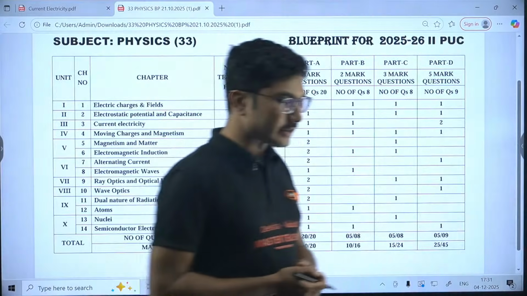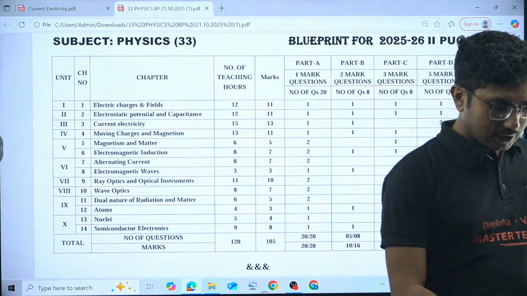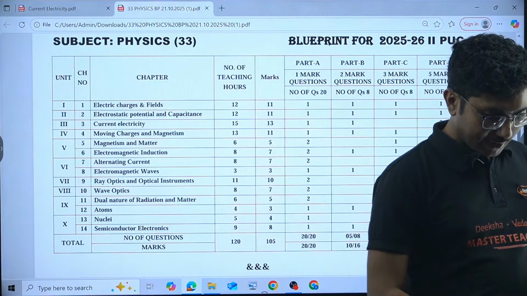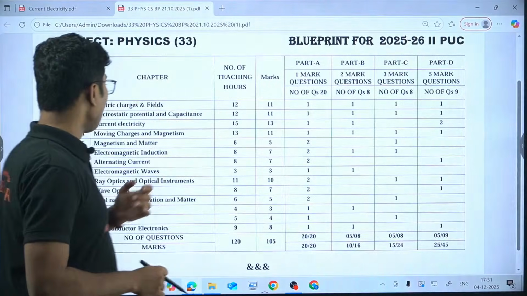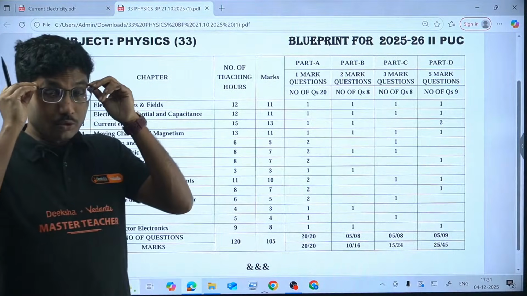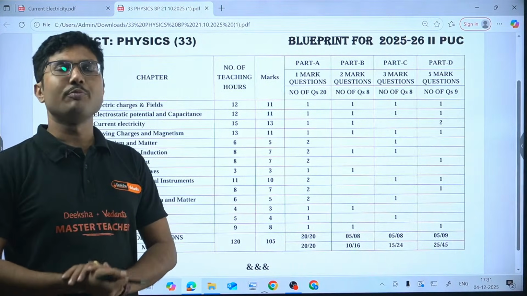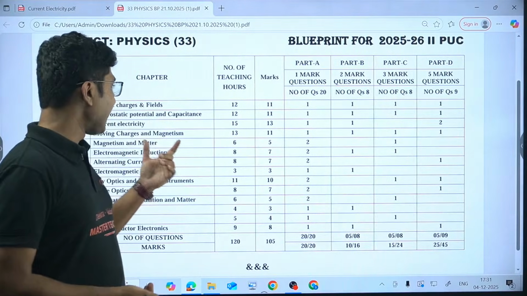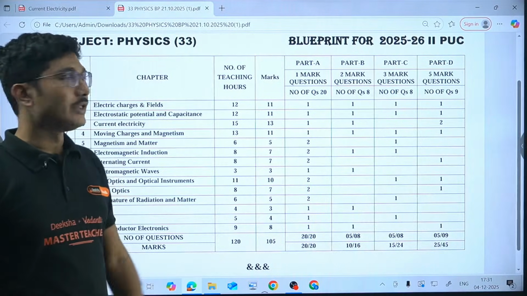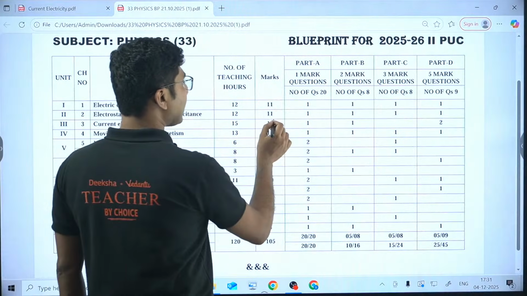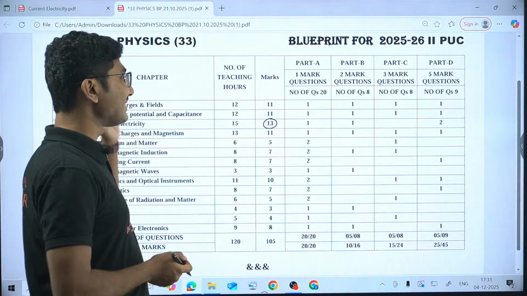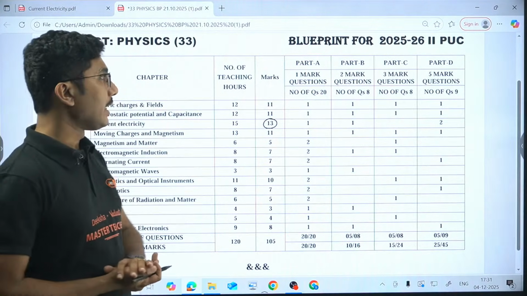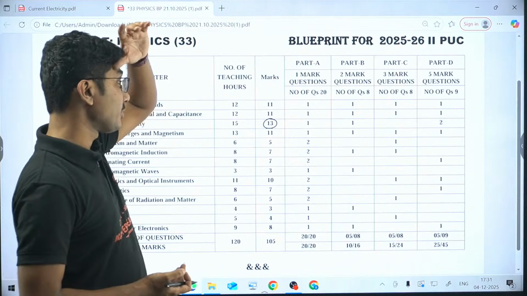Before I start, I just wanted to tell you the blueprint of this chapter. We are going to discuss one of the most important chapters of your PU2 exam, and that is current electricity. The weightage of the chapter is 13 marks. So 13 marks will come from this chapter alone. Now what is the marks distribution from this chapter?